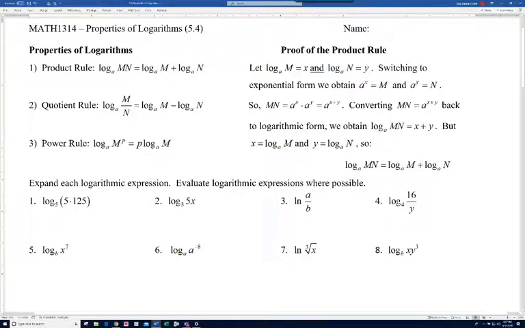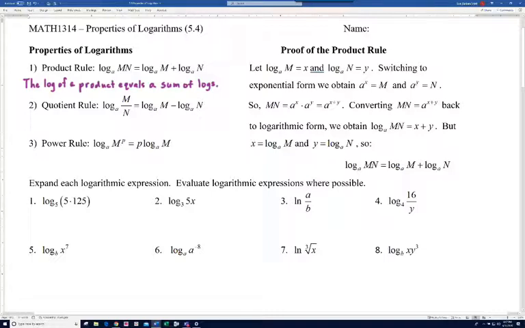Now, if you look at this, you might be thinking that maybe this should have been a multiplication symbol. But actually it is a plus. And in fact, I'm going to say it this way in words. What we have here is the log of a product is equal to a sum of logs.